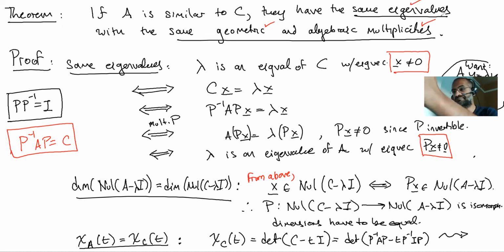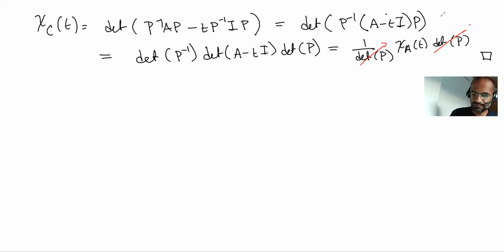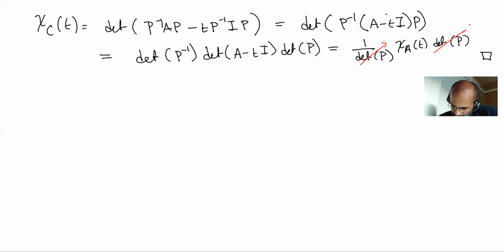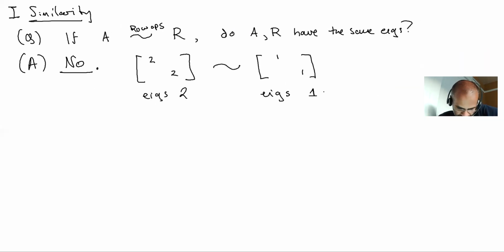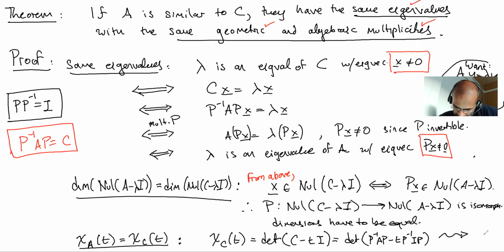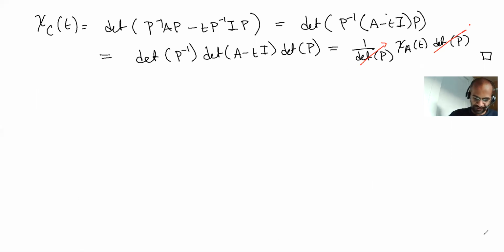Any questions? So the summary is that similarity preserves these properties. So that's similarity. Row reduction doesn't preserve eigenvalues. Similarity preserves eigenvalues and multiplicities and the characteristic polynomial. Okay, well, what is the point of that? So that brings me to diagonalization.